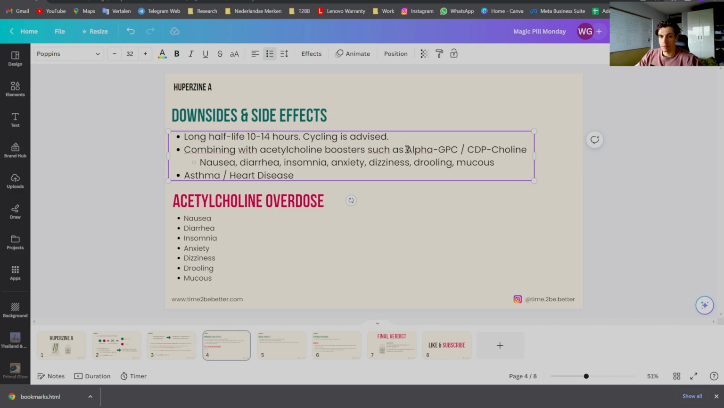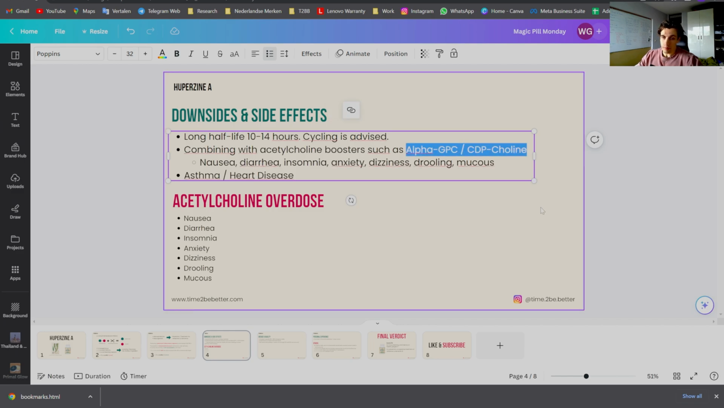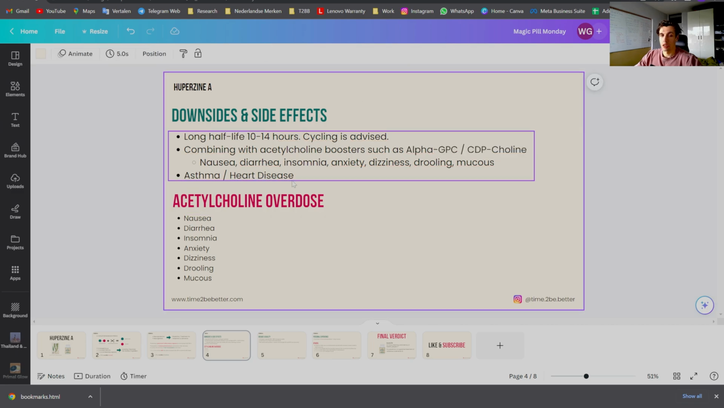So what these supplements will do is they will increase the amount of acetylcholine in your brain. And if you take Huperzine A alongside of it, that will of course decrease the amount of enzyme that is there. And as a result, you will have lots of acetylcholine build up in your body, which could have negative effects.